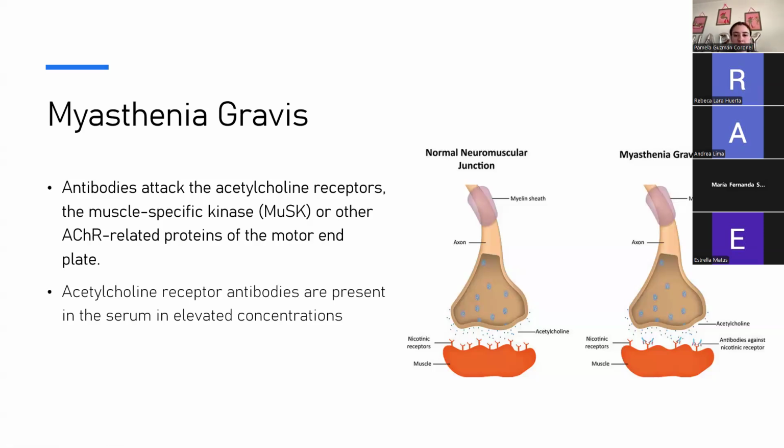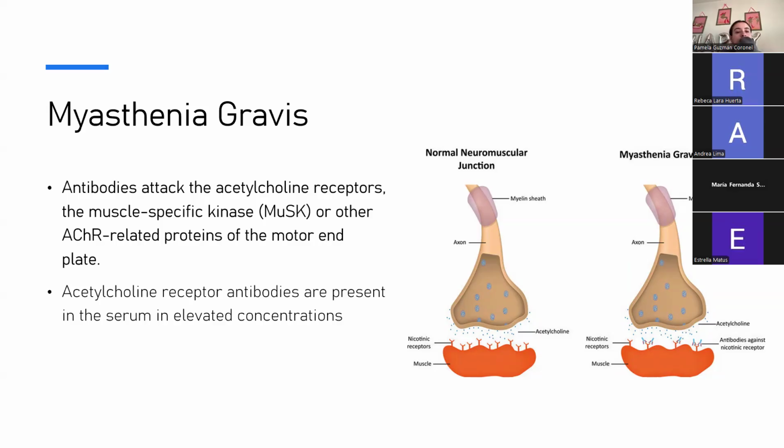Also, these antibodies are present in the serum, in the blood, in elevated concentrations, and that's how it can be diagnosed. What would be the effect of having antibodies for these receptors in the muscle? What will happen to the muscle? What will happen to the contraction? Who can take a guess? I don't expect you to know. I just expect that we go back to what we were saying last week. Everything is very logical, right?